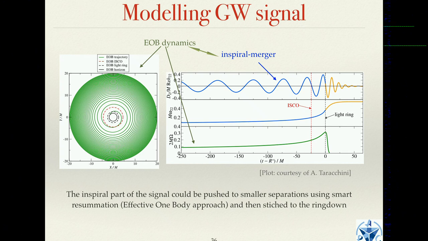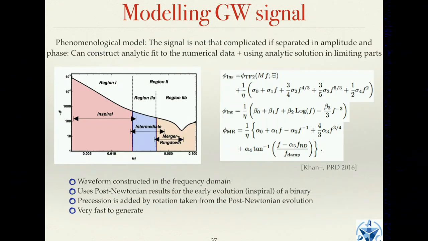The problem is that it's fully generated in the time domain. It's a bit slow because the inspiral part uses a Hamiltonian approach, so you need to solve ordinary differential equations. It's a bit slow. Another approach you can take is phenomenological. There are people constructing waveforms completely in the frequency domain because for data analysis, we need waveforms in the frequency domain. I will show it later.